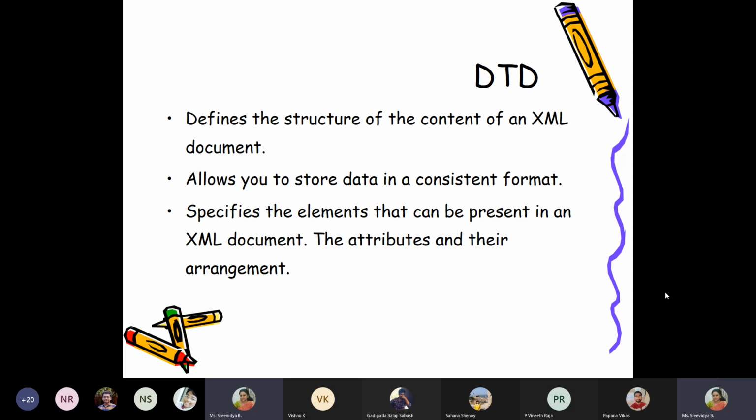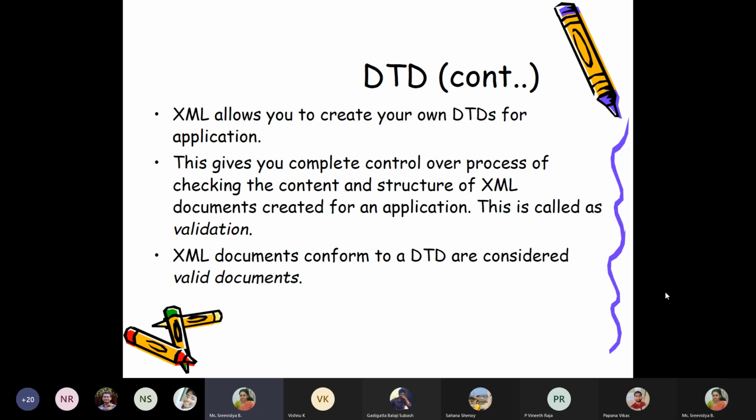So the advantages of DTD is it defines the structure and it allows you to store the data in a consistent format, specify the elements that can be present in an XML document, the attributes and their arrangement. These are the things that the DTD talks about. XML allows you to create your own DTDs for an application. That's what we've said. We can decide upon it and then we can make a DTD. Once you make a DTD, whatever XML documents you create should follow that particular structure.